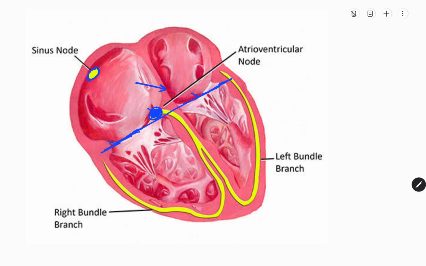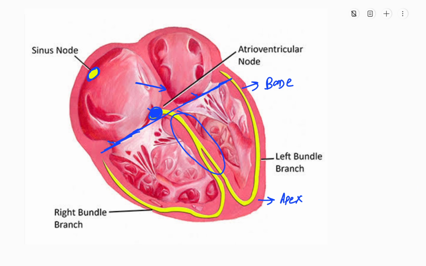Now from the AV node, the current has entered into the ventricle. So let's divide the ventricle into three parts. The first one is the interventricular septum. The second one is the apex of the ventricle, and this one is the base of the ventricle. We will discuss each and every thing separately.